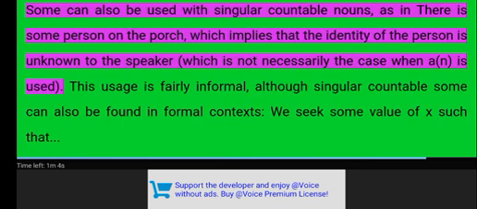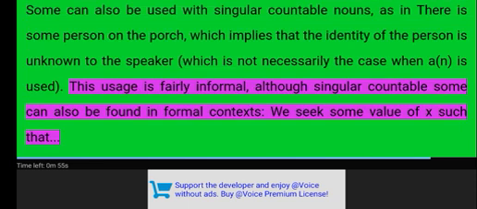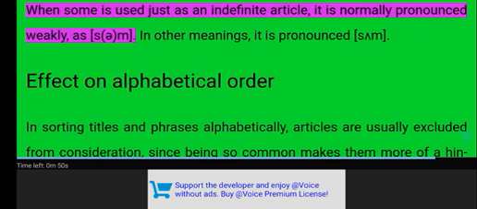"Some" can also be used with singular countable nouns, as in "there is some person on the porch," which implies that the identity of the person is unknown to the speaker, which is not necessarily the case when "a" or "an" is used. This usage is fairly informal, although singular countable "some" can also be found in formal contexts: "we seek some value of x such that..." When "some" is used just as an indefinite article, it is normally pronounced weakly, as "sm." In other meanings, it is pronounced "sum."